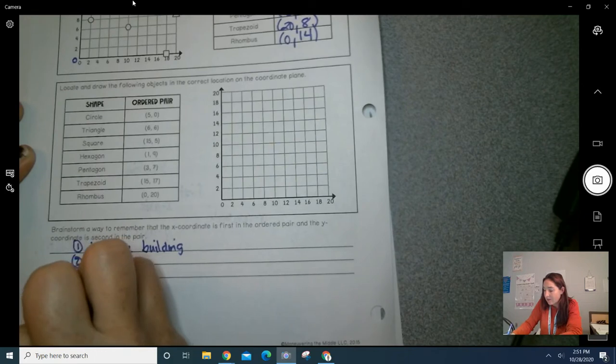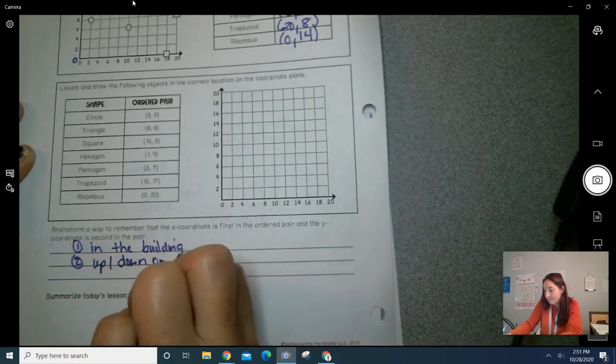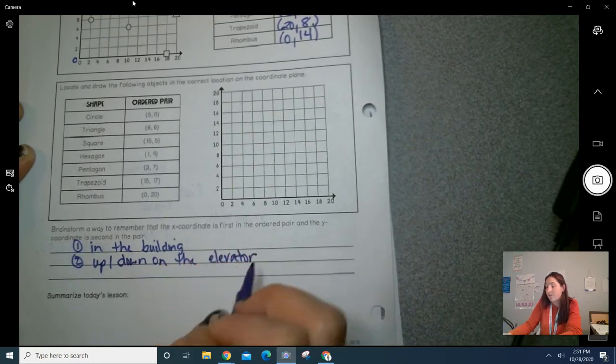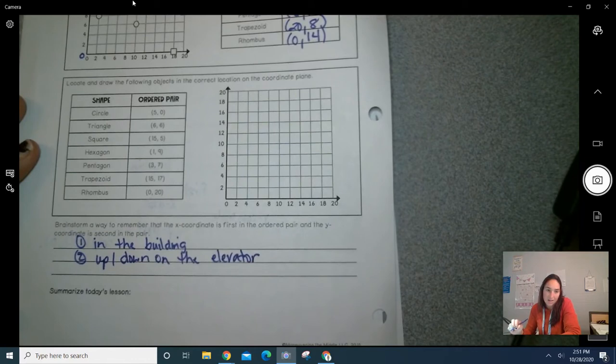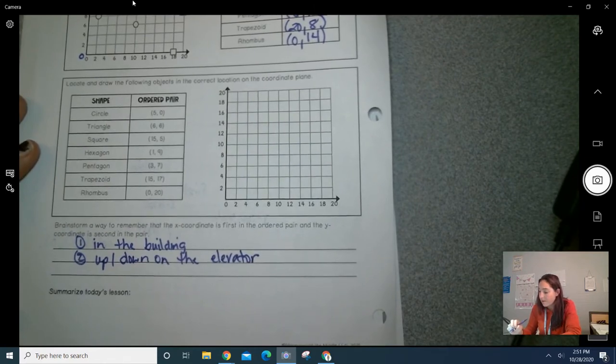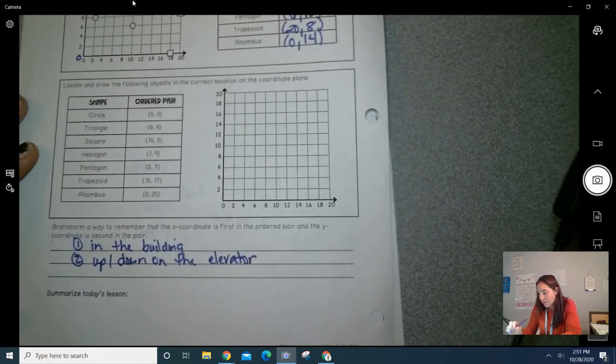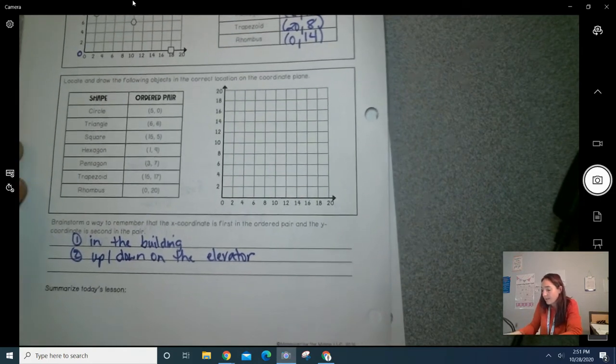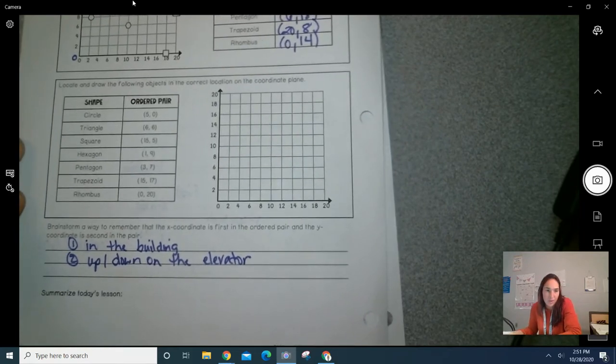And then you can go up or down on the elevator. So before you can go up or down, you first have to go in the building. That's an easy way that I remember that horizontal is the first number in an ordered pair and vertical is the second number in an ordered pair. We can talk about other ways to remember that if you have another way in class.